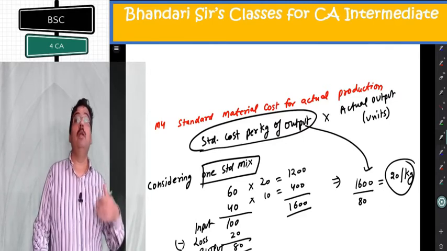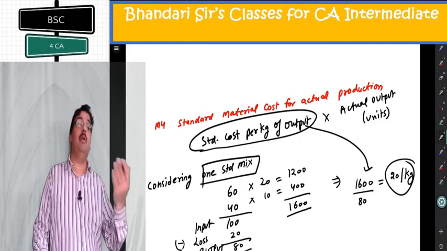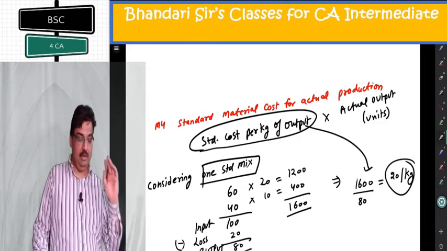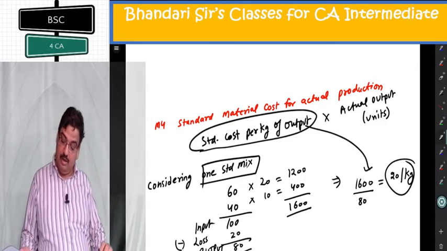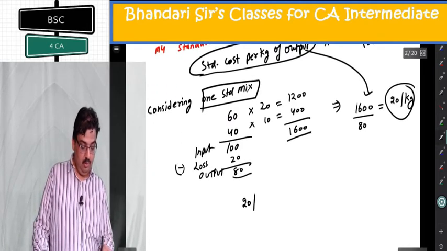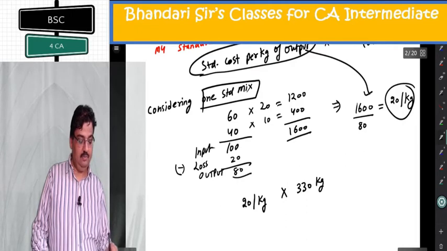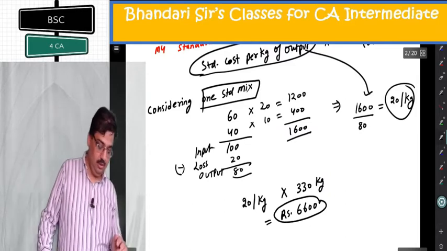If you produce 1 million batches like this, your cost will be 1 million times, your output will be 1 million times, so per kg will be the same at 20 per kg. Now 20 per kg applied on actual output. Actual output is given in the last item, 330 kg. 20 per kg multiplied by 330 kg becomes rupees 6600.